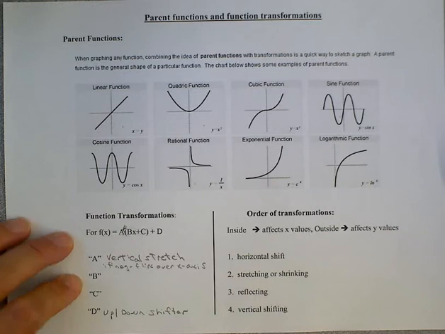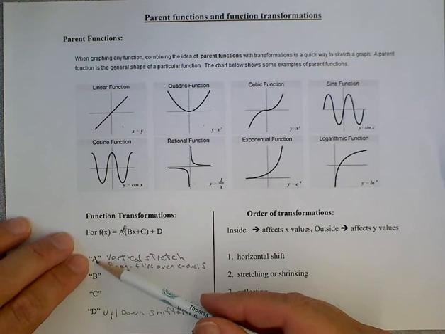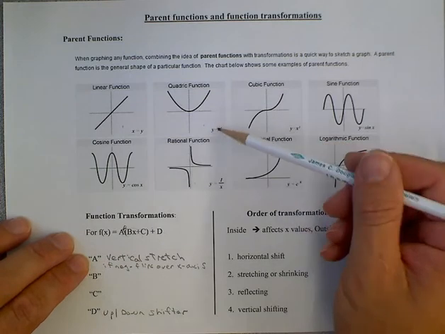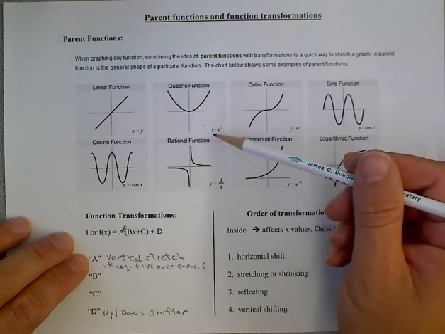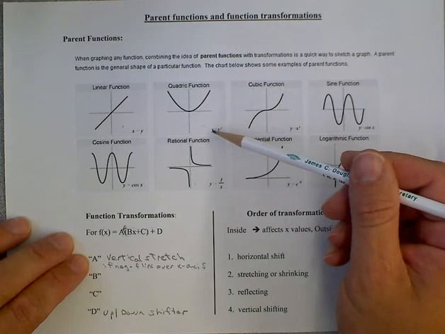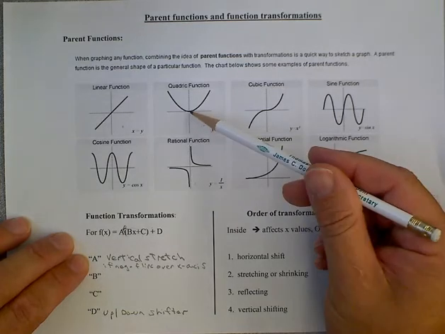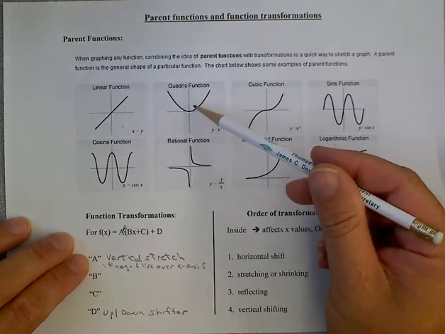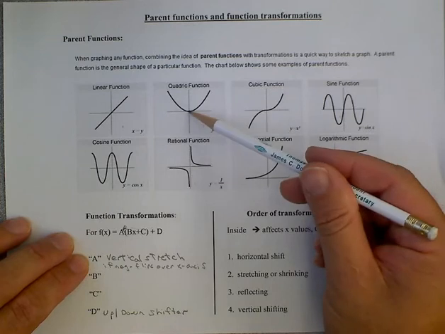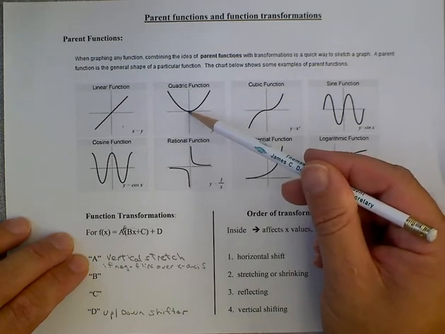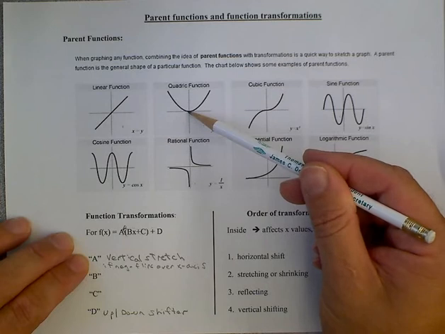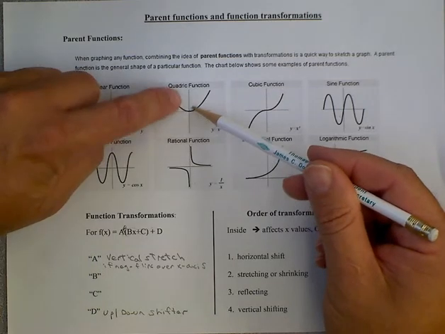So it vertically stretches it. If the a value is, for instance, 5, here's our parent function, y equals x squared. And if the a value is 5, so it is y equals 5x squared, every point on here will be 5 times as high. Now the y value right here is 0. 0 times 5 is still 0, so it stays there. But everything else would stretch and become much skinnier.